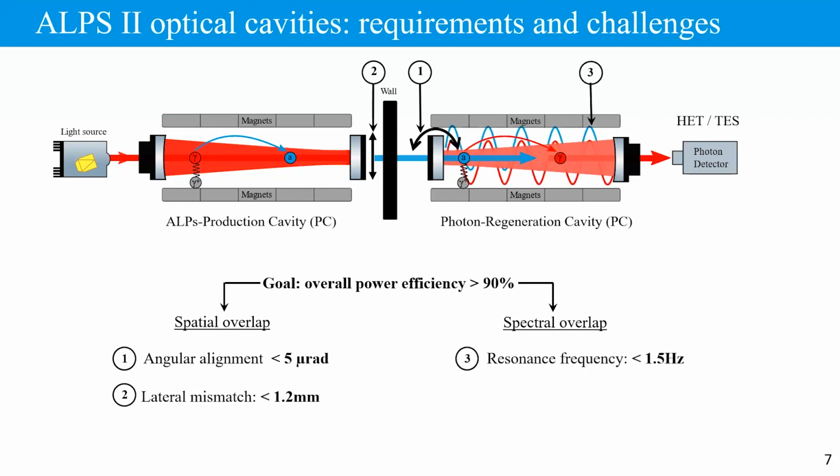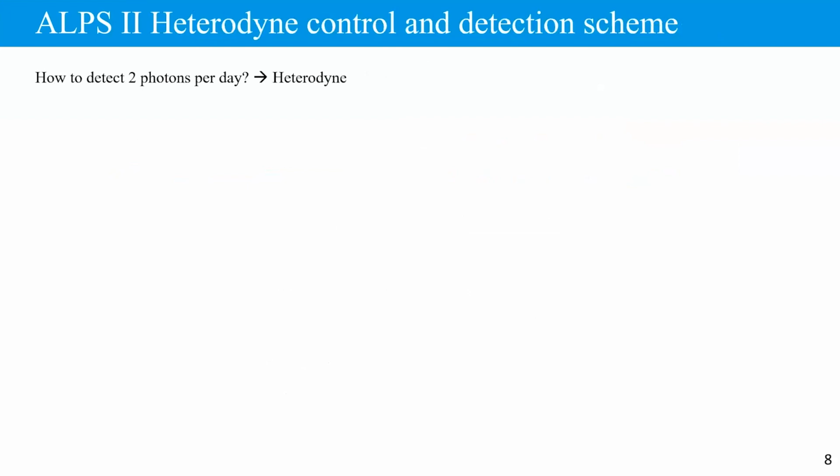And the other one is the so-called spectral overlap. What does it mean? In principle, it means that we have to overlap the resonance frequency of both cavities. So the resonance frequencies of the production and regeneration cavity have to overlap, and the precision has to be better than 1.5 hertz. If we convert that into possible length fluctuation of the cavity, then it means that we can tolerate a length noise of less than 0.6 picometer.